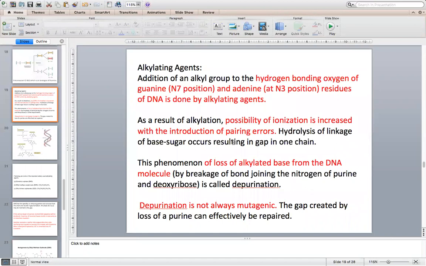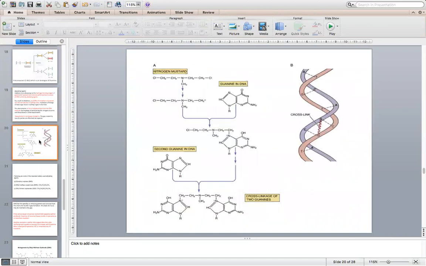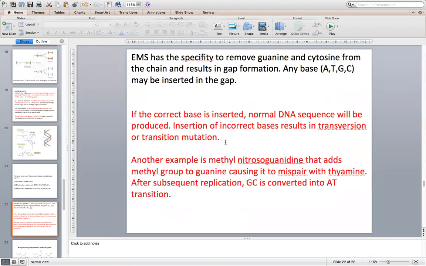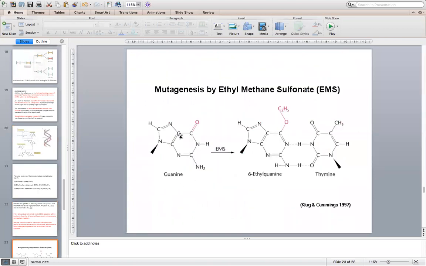That will cause depurination, so here we get a gap, due to the joining of base analogs. These alkylating agents carry the alkyl group. Next we studied EMS and how it causes the change. EMS can convert guanine to ethyl guanine. Guanine should pair with cytosine, however this ethyl guanine pairs with thymine.